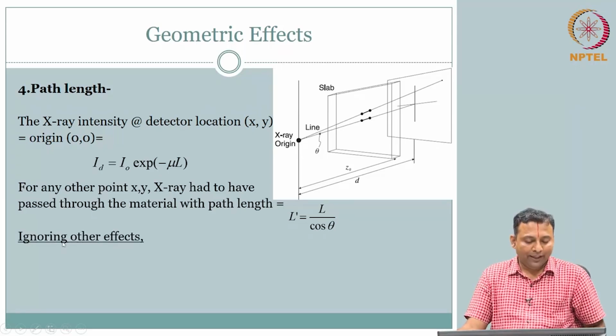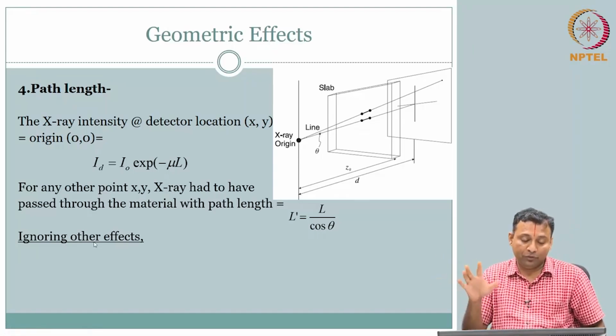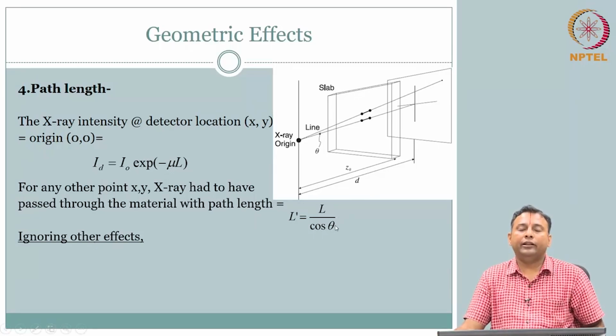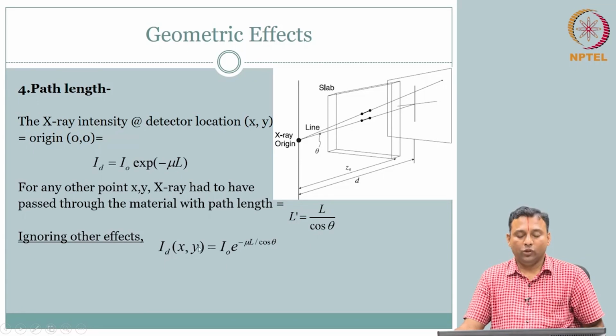So, we can write therefore, ignoring the other effects that we have covered so far without the object, if you ignore all that, the only variation is going to be due to your path length variation. If that is the case, then you can write your I_D at every other location x comma y as I naught, whatever is sitting at the center, and then decaying as e power minus mu L by cos theta. So, L dashed, mu L dashed, right. So, that is how it is going to vary.